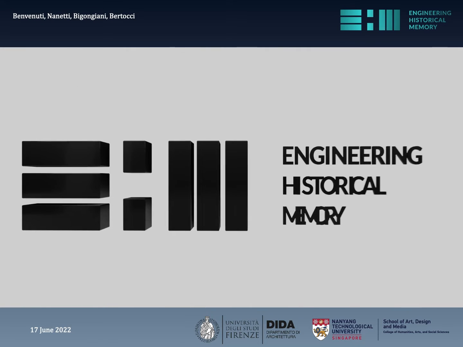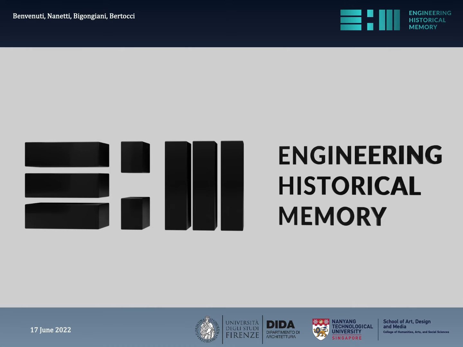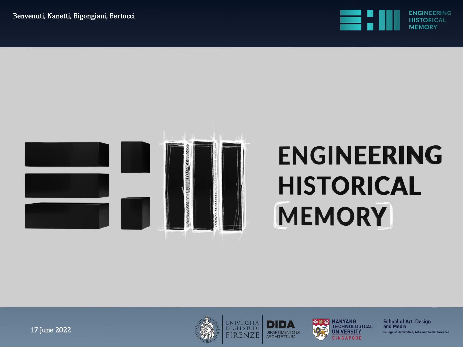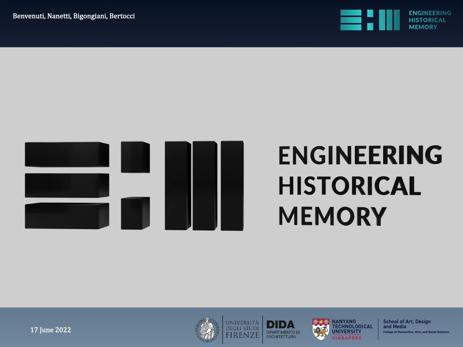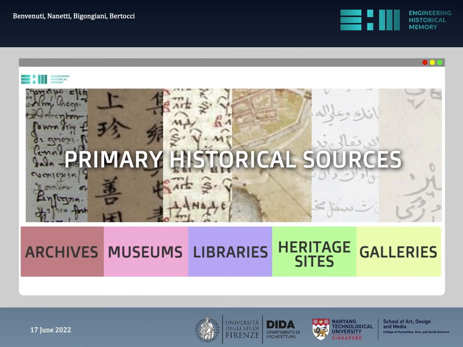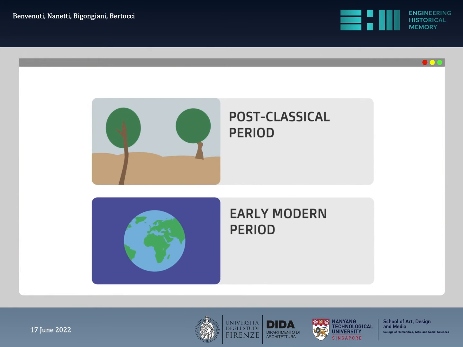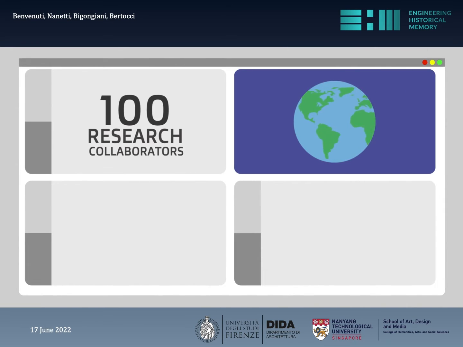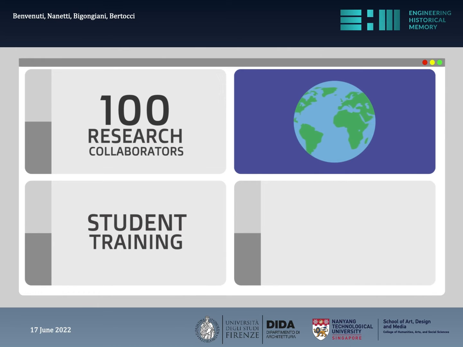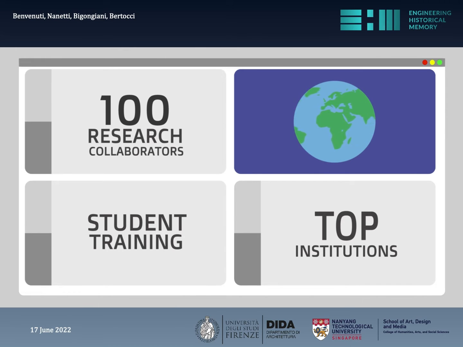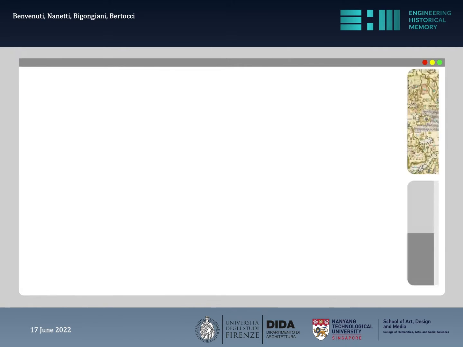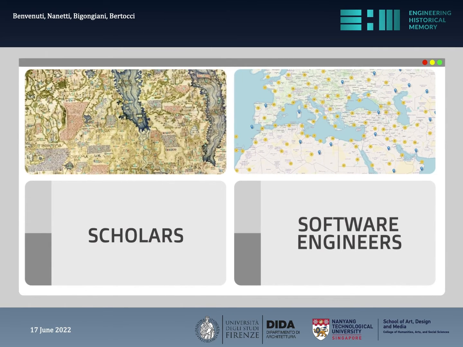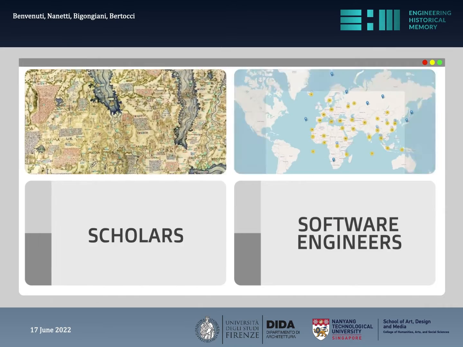What is EHM? EHM stands for Engineering Historical Memory. Its mission is to give free access to primary historical sources. EHM focuses on how societies around the world used to see each other in the transition between post-classical and early modern periods. EHM engages over 100 research collaborators, trains students, and has been recognized by top institutions from all over the world. At EHM, scholars and software engineers convert academic scholarship into dynamic and intuitive computer applications.